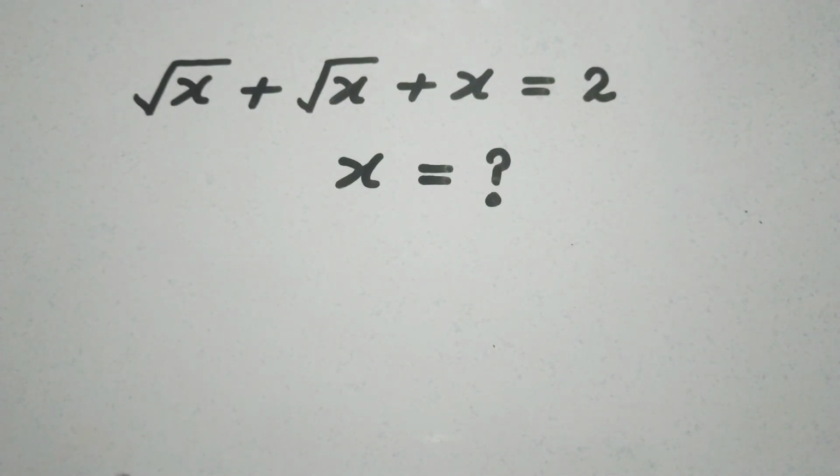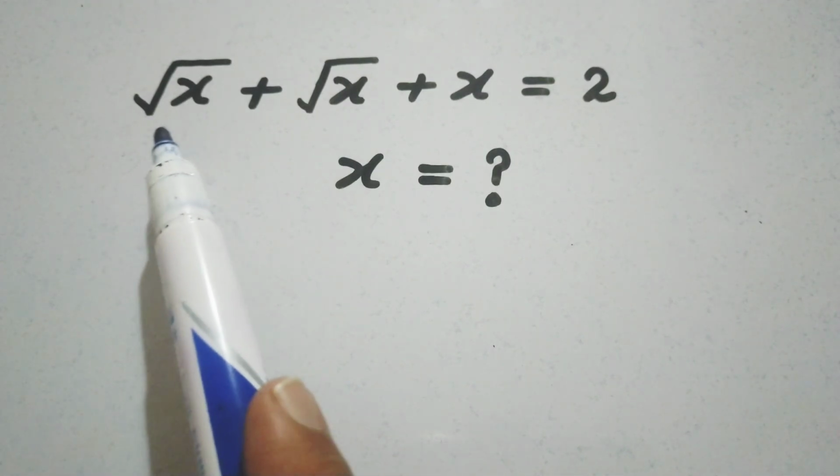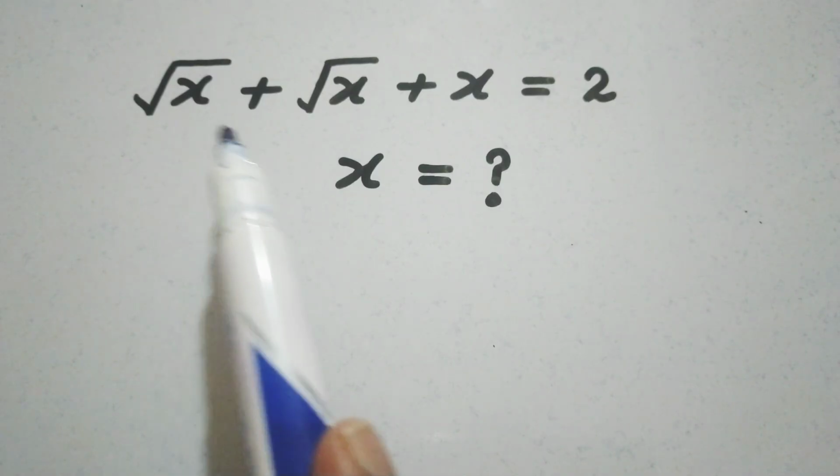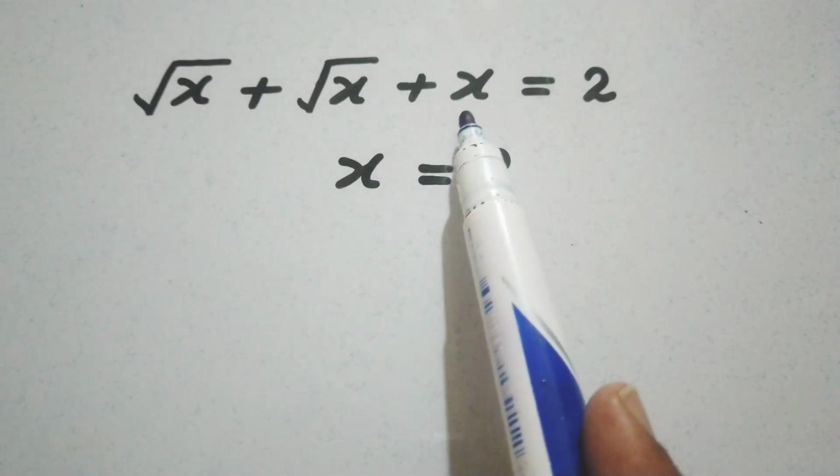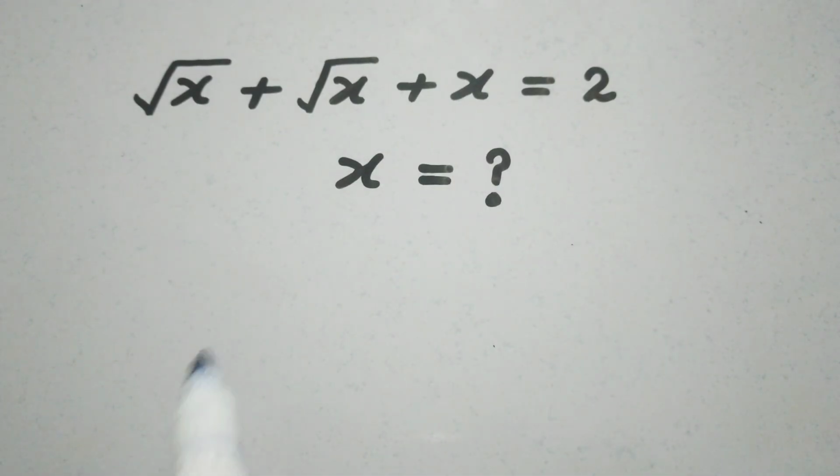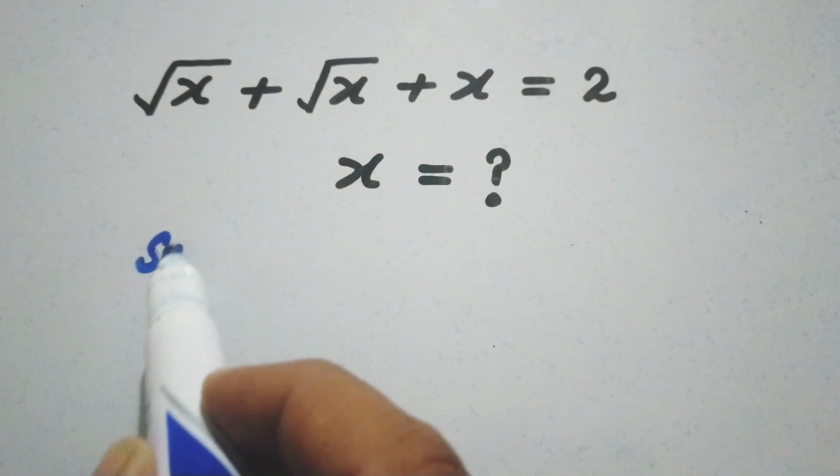Hello everyone, welcome to solve this very nice problem for the value of x. Square root of x plus square root of x plus square root of x is equal to 2. So let's come to the solution.